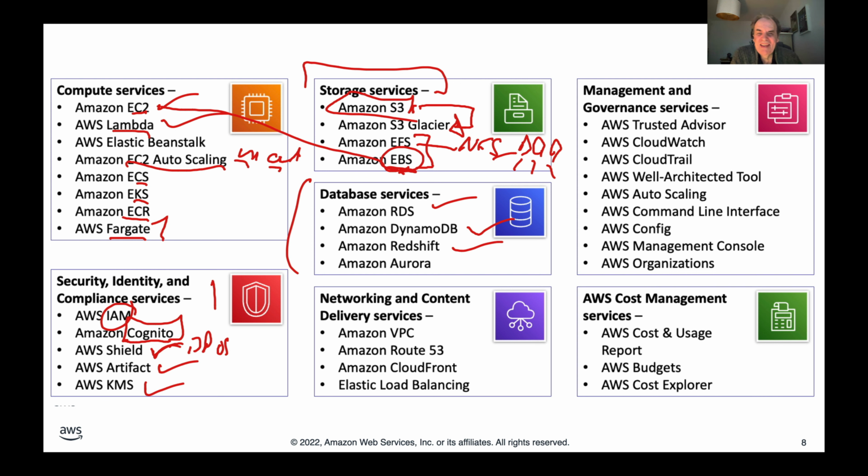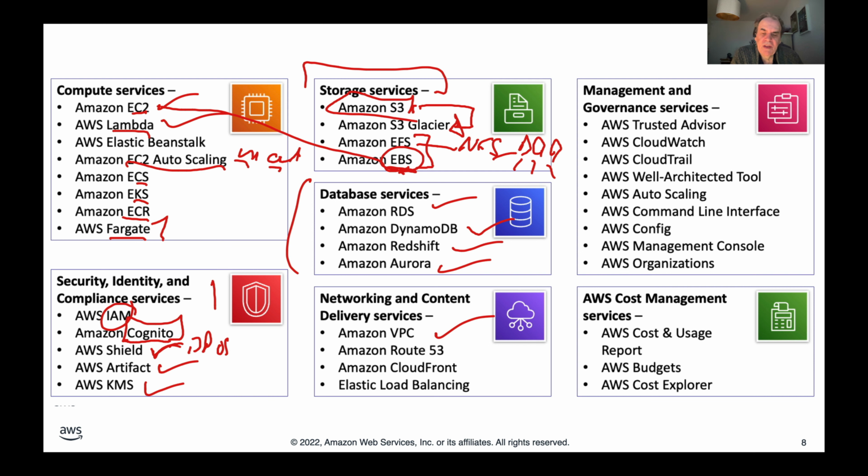Redshift, as we'll find later on, allows us to create data lakes. That's for massive amounts of data. And Aurora we'll come across a little bit later, but that's more of an enterprise infrastructure where we might migrate from RDS towards Aurora.